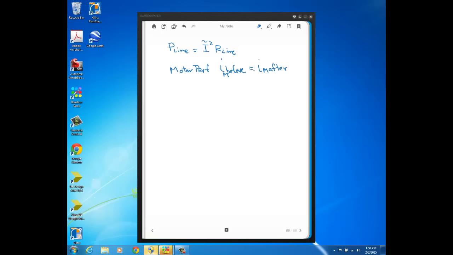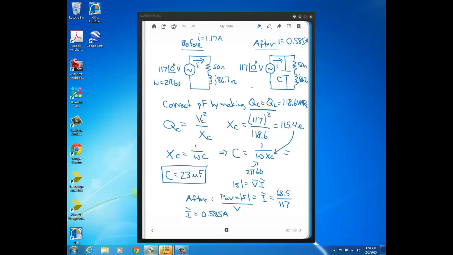So that raises the question of, how can that be? Because if this current through the motor is the same as it was over here, and yet the current from the source, the current between the source and where our capacitor and motor are, has decreased, how could this current be maintained? And the answer to that is that the capacitor is supplying the balance of the current. So the capacitor makes up for the decrease in source current.